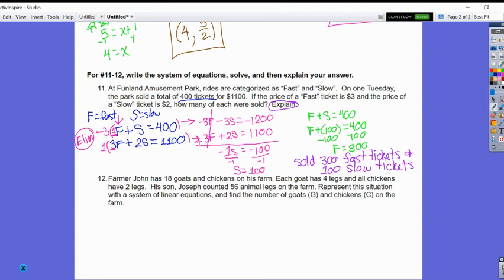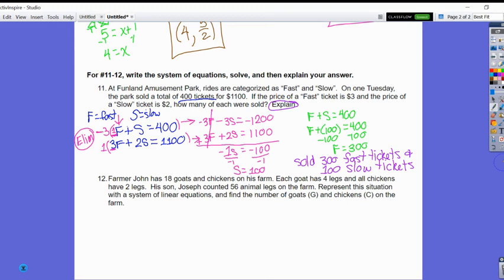There we are. Now, example number 12 about Farmer John. He has 18 goats and chickens on his farm. Each goat has 4 legs, and all of the chickens have 2 legs. Now, his son Joseph went out and counted 56 legs on the farm. We just don't know whose legs they were.